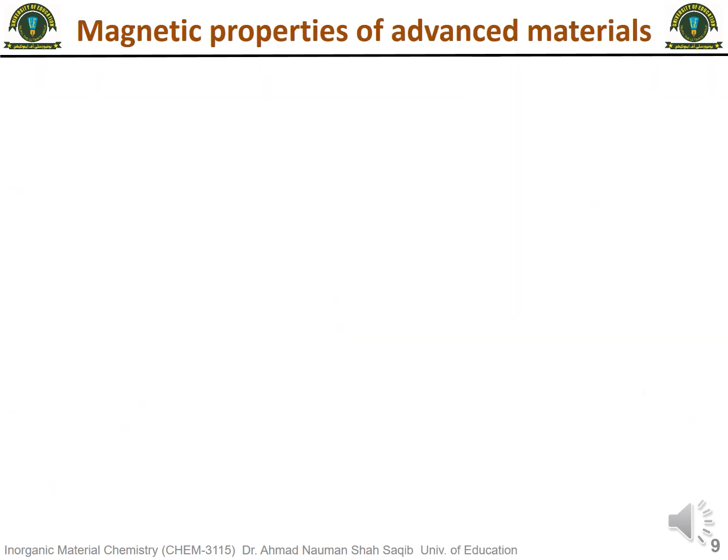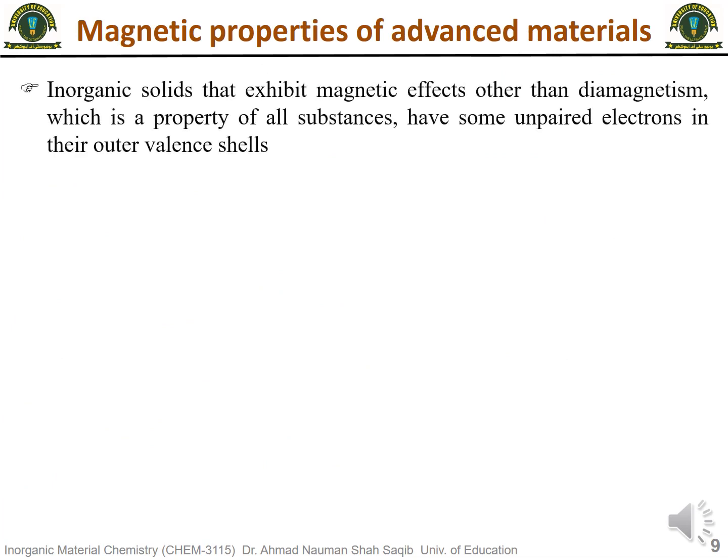So now let's start with the magnetic properties of advanced materials. Mostly the inorganic solids we have exhibit different magnetic properties other than diamagnetism, so they are important for their use in different applications. And we know that for a material to be magnetic, it should have unpaired electrons in their valence shell.